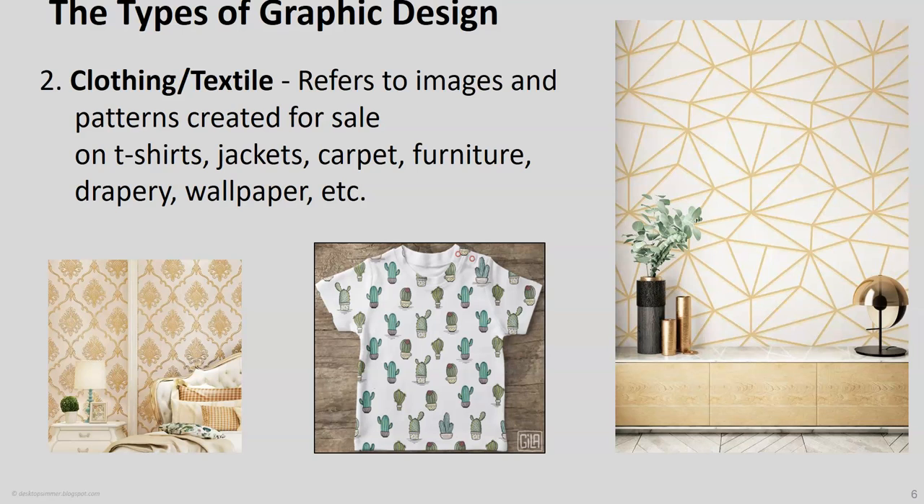Another kind being clothing and textile. So we see graphic design on our clothes. I've included a couple of examples here of how the shirt has cactuses on it. Well, that's a form of graphic design on that t-shirt. These geometric shapes on the wallpapers, that is graphic design, okay? And so you can have it on your clothes, on your walls, on furniture, carpet. That's what this type of graphic design is talking about.